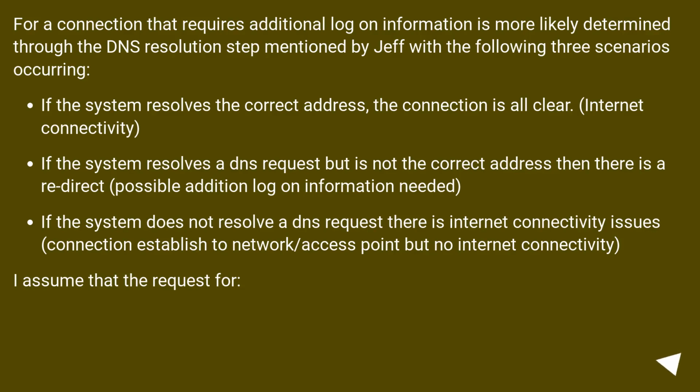A connection that requires additional logon information is more likely determined through the DNS resolution step mentioned by Jeff, with the following 3 scenarios occurring. If the system resolves the correct address, the connection is all clear, internet connectivity. If the system resolves a DNS request but not the correct address, then there is a redirect, possibly additional logon information needed. If the system does not resolve a DNS request, there is an internet connectivity issue: connection established to the network or access point but no internet connectivity.